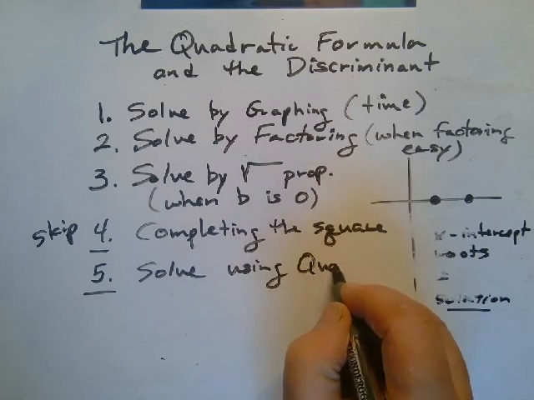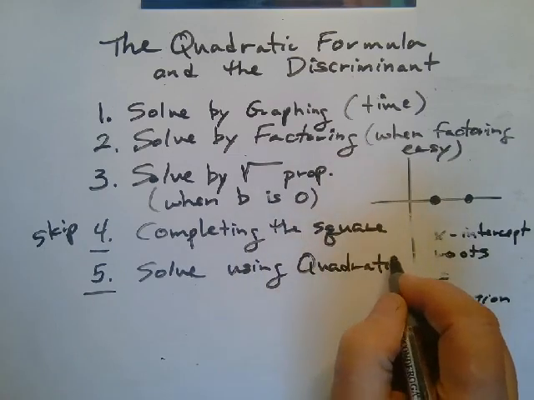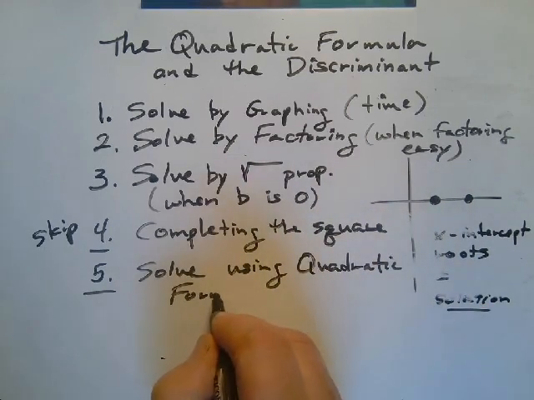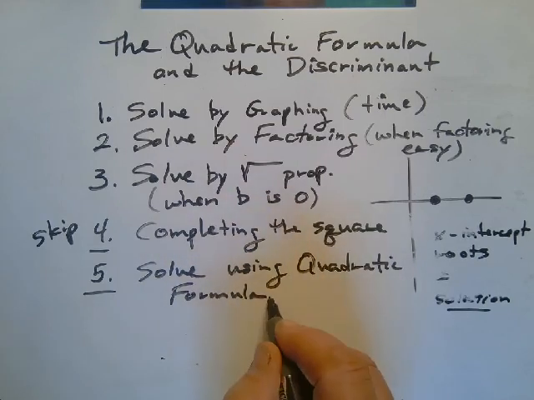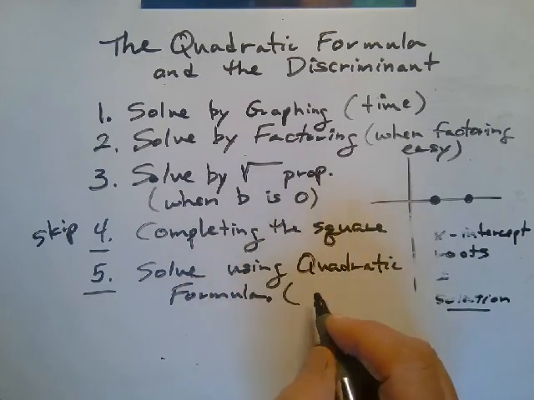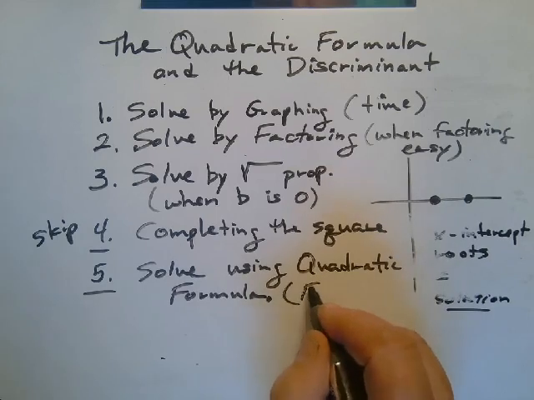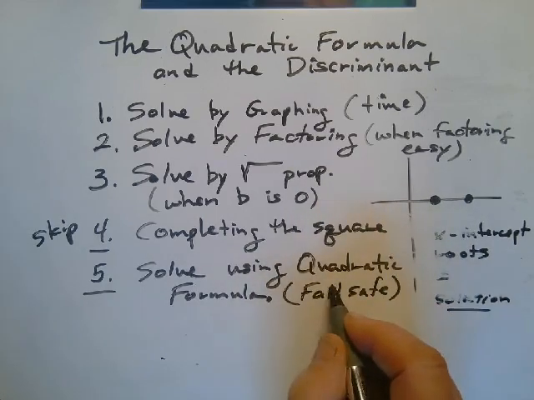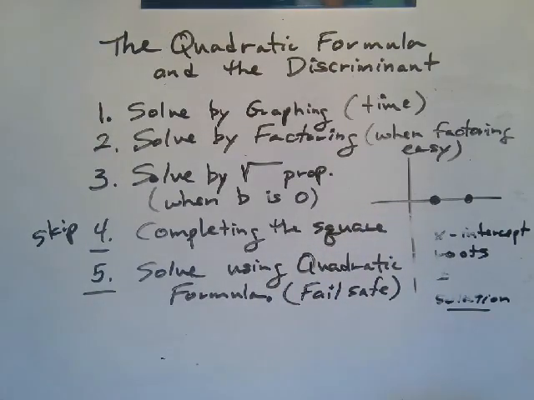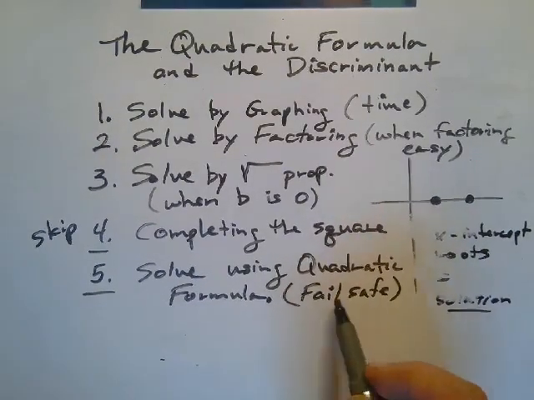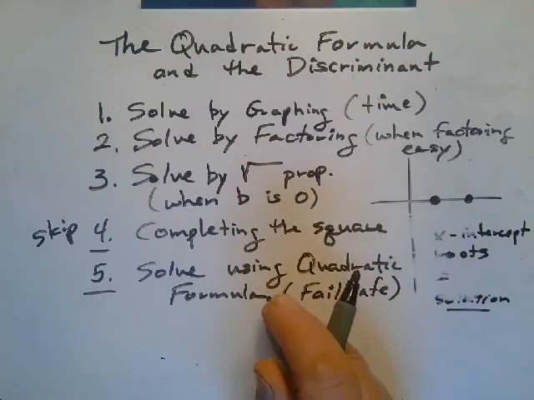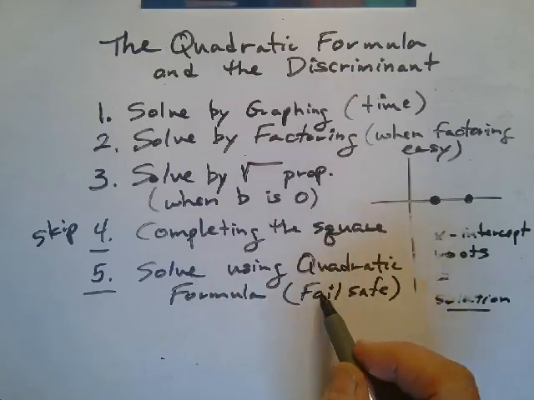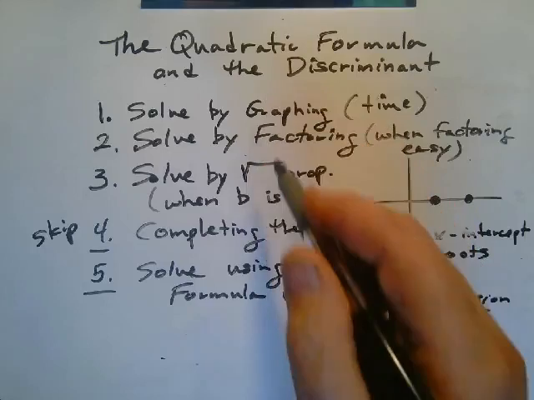The quadratic formula. Some of you may have seen this formula before. The quadratic formula is the fail-safe. It's that technique that you can use. If you can't use anything else, you can always use the quadratic formula. We're going to call it a fail-safe because we can always use it. And sometimes it takes longer than these other techniques up here.